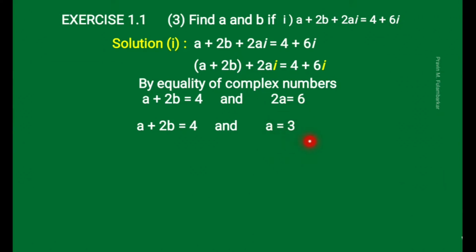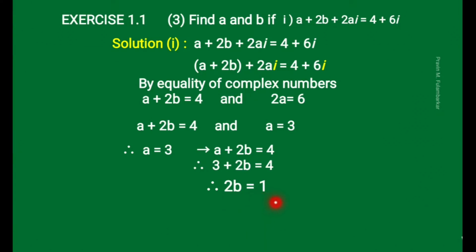We substitute this value A equals 3 in the first equation, A plus 2B equals 4. We replace this A by 3, so we write here 3 plus 2B equals 4. After transferring this 3 to the right hand side, we get 2B equals 4 minus 3, that is 4 minus 3 is 1. So we write 2B equals 1. From this we can calculate the value of B, so the value of B is 1 by 2. So in this way we get A equals 3 and B equals 1 by 2.